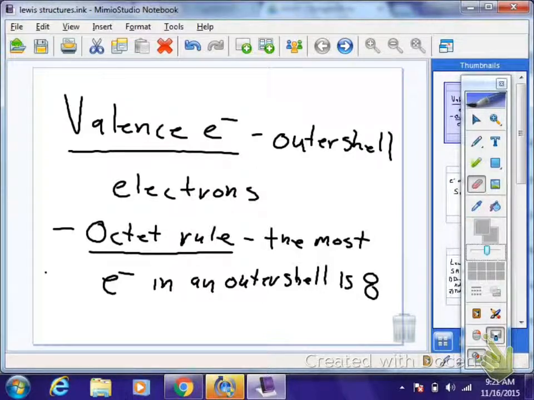If we have 10 around a structure that we're showing, it's wrong. If you have 12 around one of the atoms in the structure, it's wrong. If you have 4 around any of them, it's wrong. It's got to be 8.